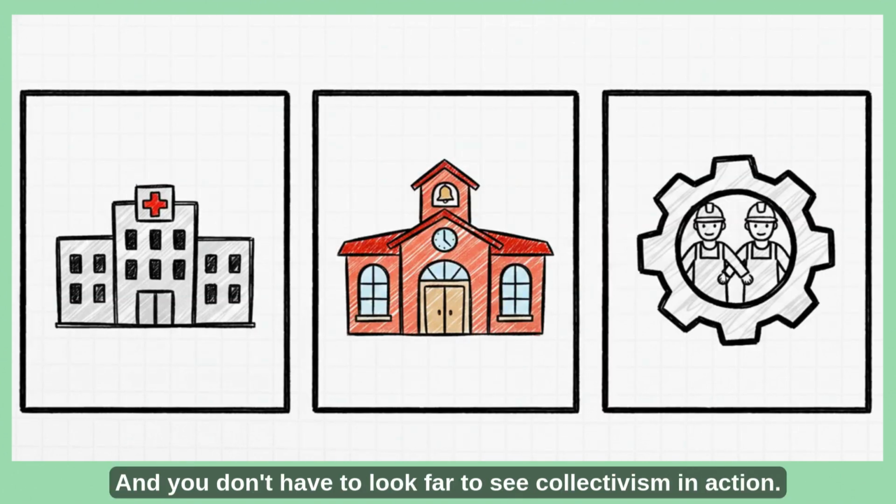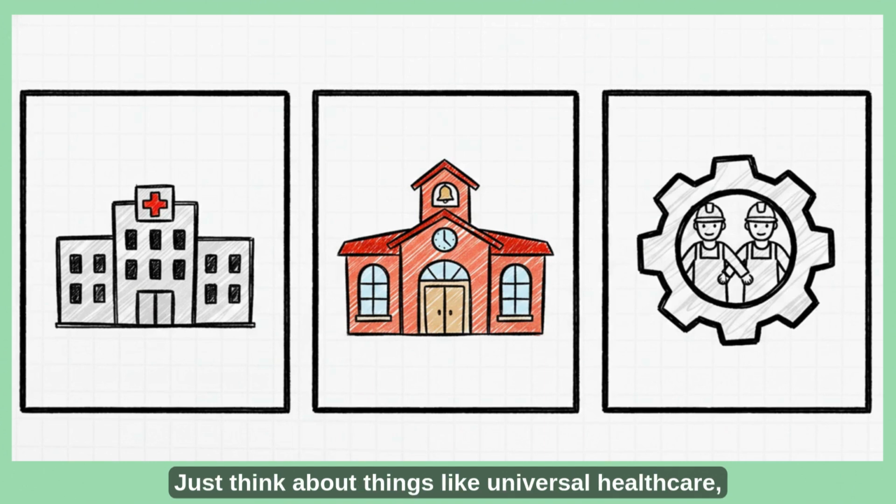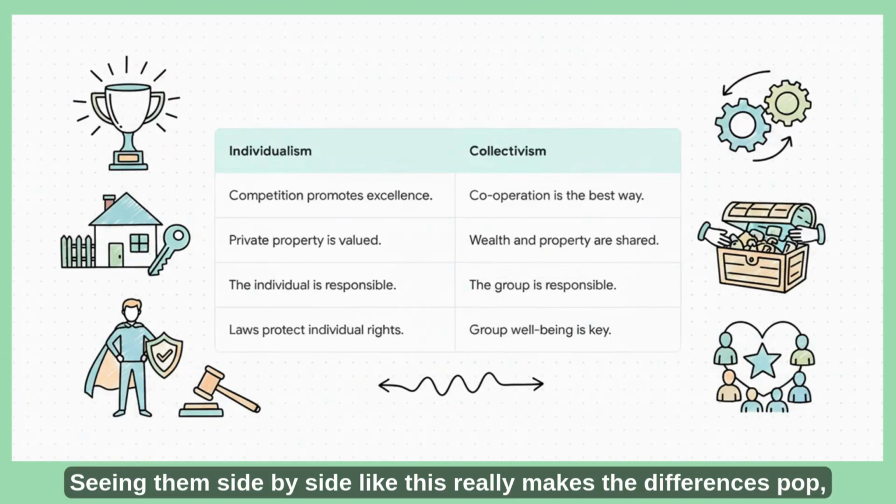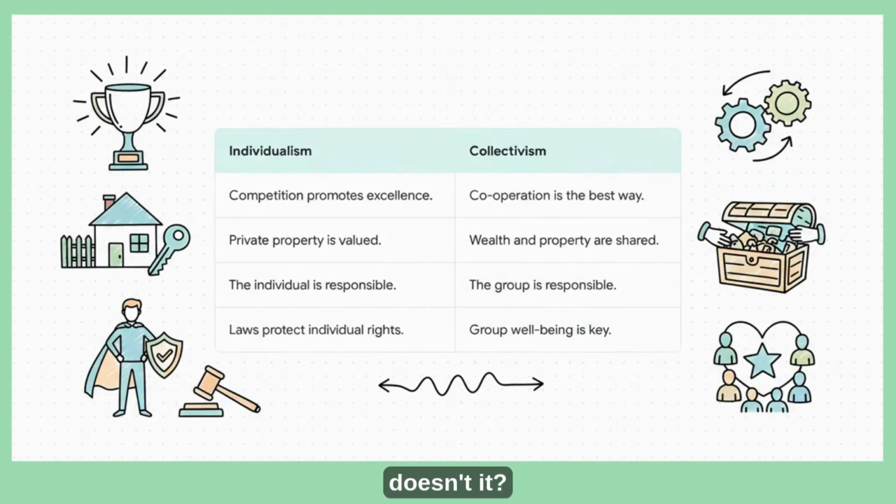And you don't have to look far to see collectivism in action. Just think about things like universal healthcare, public schools, or even labor unions. These are all built on a collectivist idea, that we all contribute to a system that, hopefully, benefits everyone in the group. Seeing them side by side like this really makes the differences pop, doesn't it?